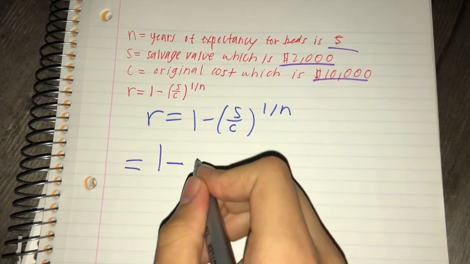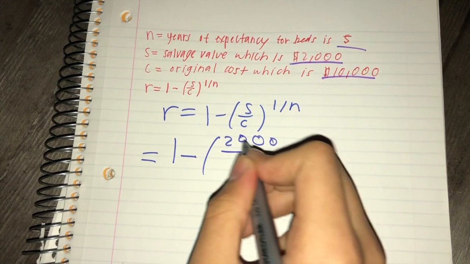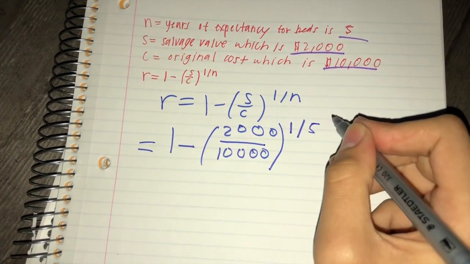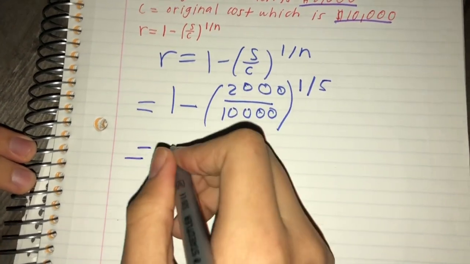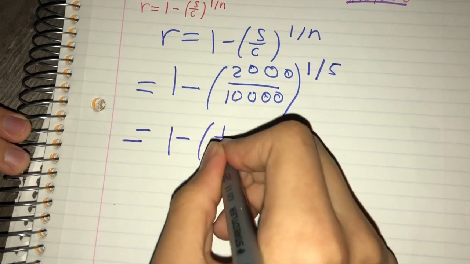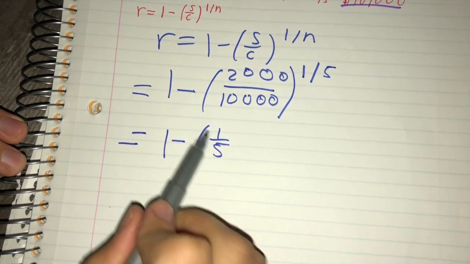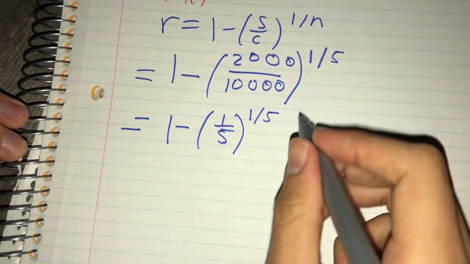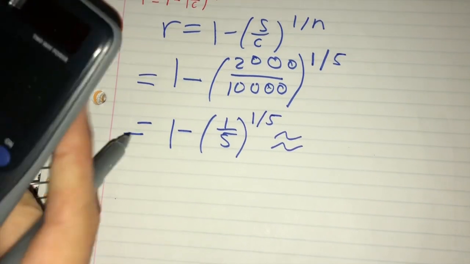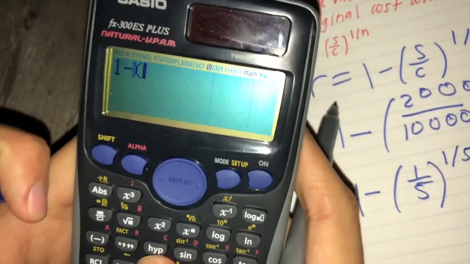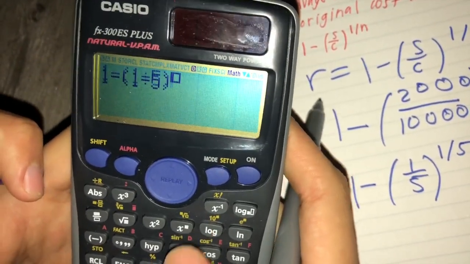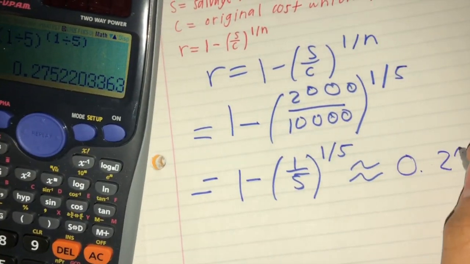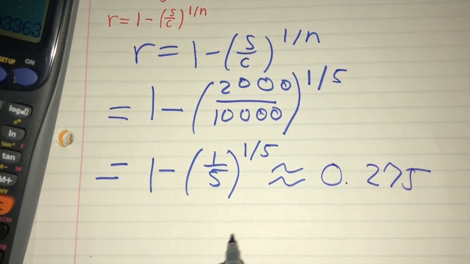equals 1 minus, to plug in salvage value, which is 2,000, over the original cost, which is 10,000. And then over here, 1 divided by 5, the years of expectancy, which equals 1 minus 1 over 5. Because we divide 2,000 by 2,000, which equals 1, and 10,000 by 2,000, which equals 5. And then we have the 1/5 over here also. And then we're going to put that into our calculator. 1 minus 1 divided by 5, the square root, also 1 divided by 5, which gives us 0.275, which is the annual depreciation rate that the orphanage used.